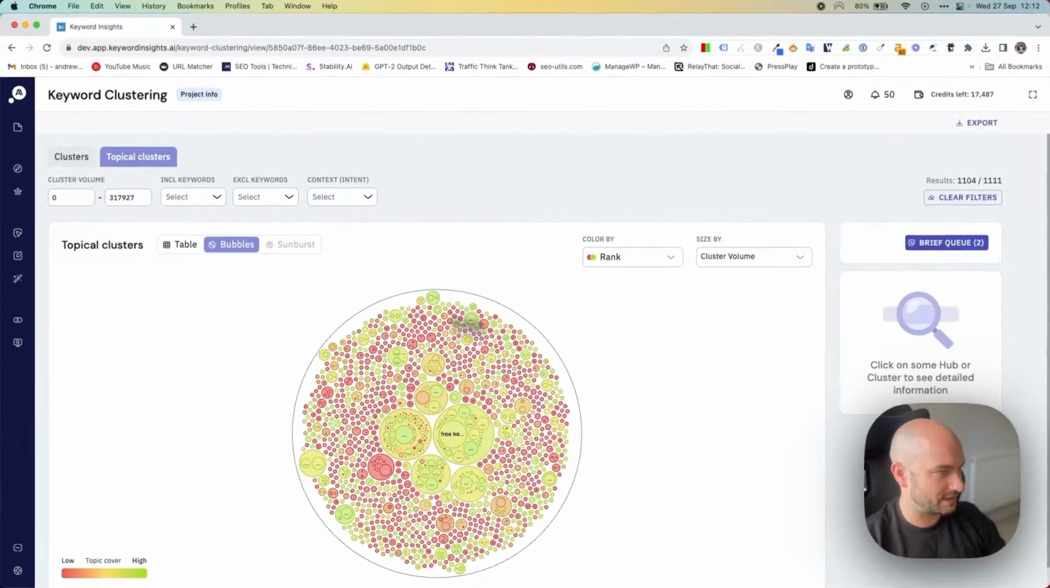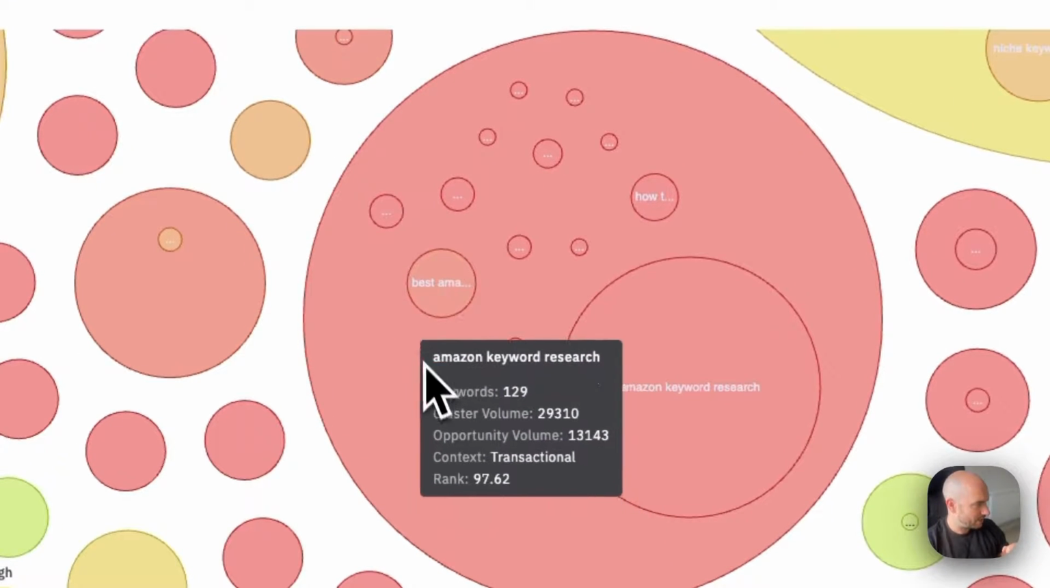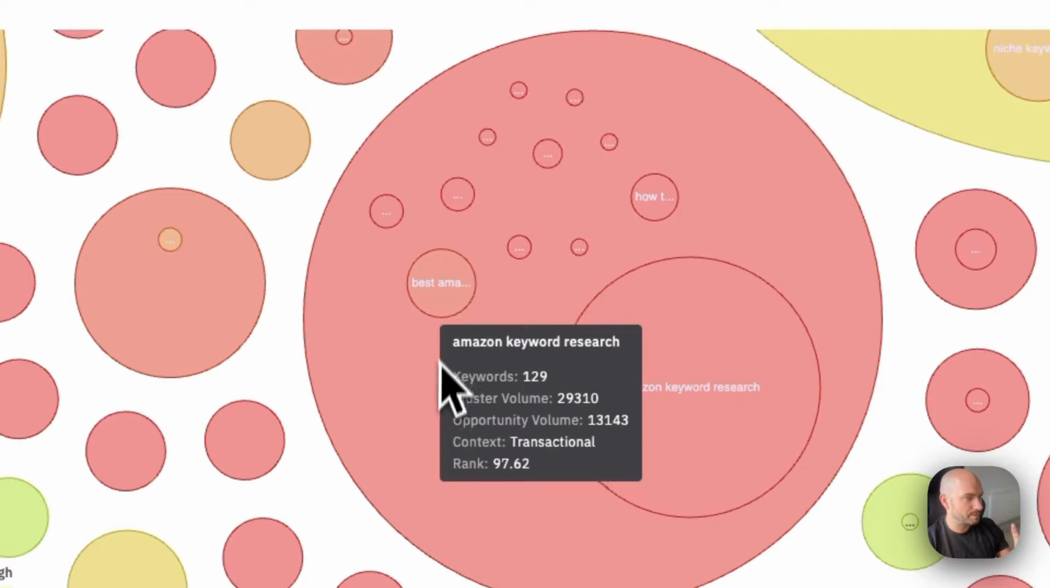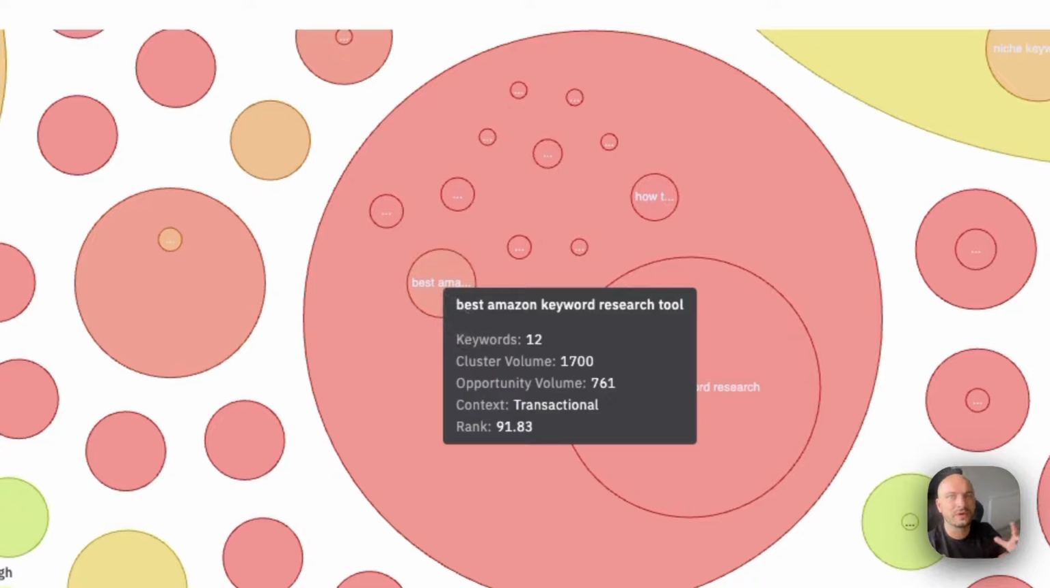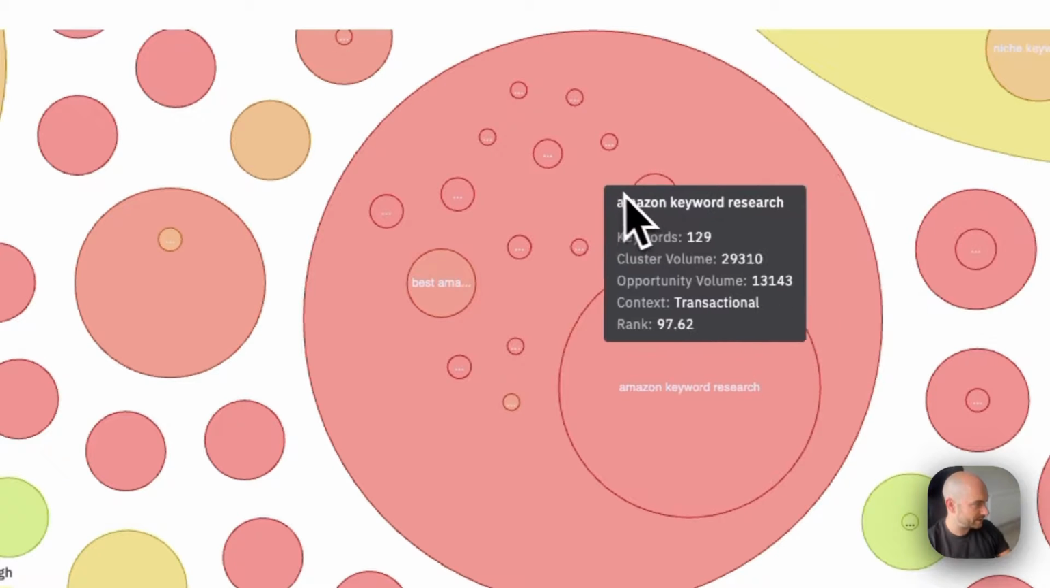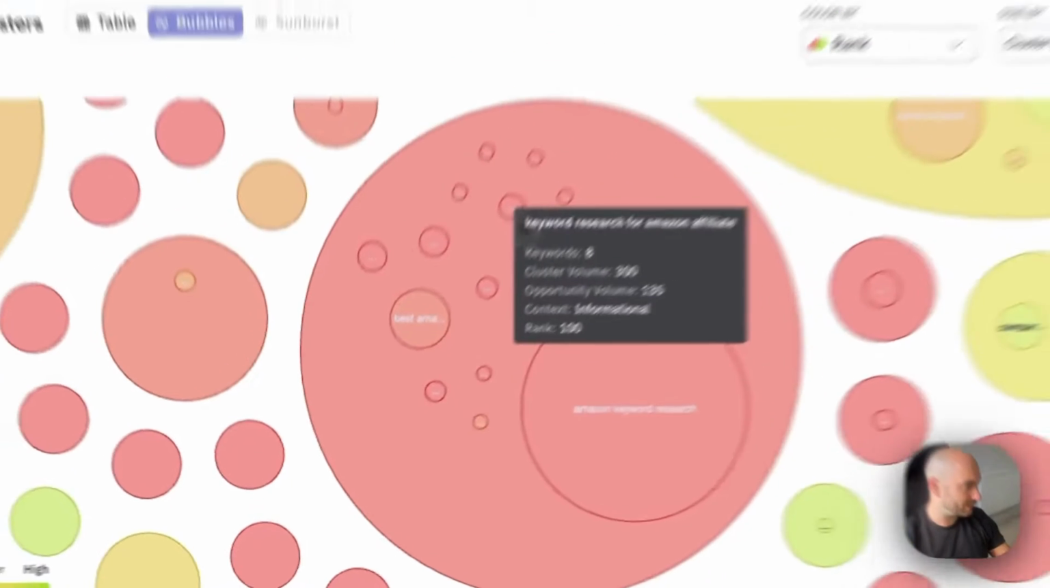So again, looking at this example of HubSpot, what we're looking at here is the redder the circle, the less likely it is I have content. Well, I don't rank for it, so I probably don't have content for it. And the size of the circle is the opportunity. So straight away, my eye is drawn to this big red circle here. So let's zoom in on that. And what we're seeing is there are a few ideas around Amazon keyword research. And each bubble, remember, is its own cluster, so it's its own content piece. So I could write a content piece on best Amazon keyword research tool, and then another one on how to do keyword research for Amazon, and then another one on keyword research for Amazon affiliate.